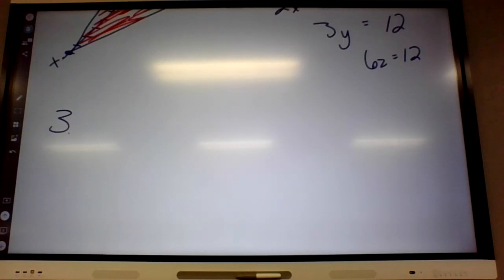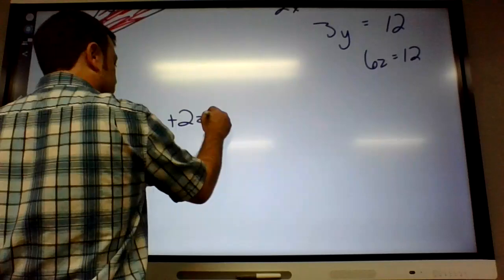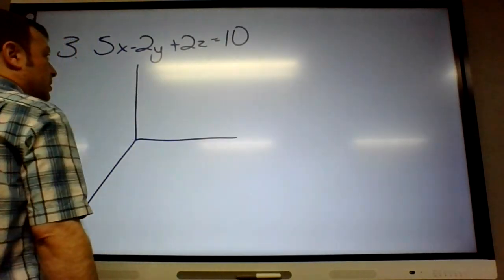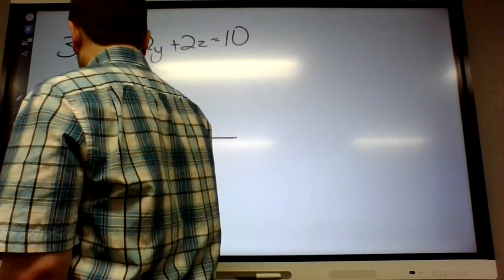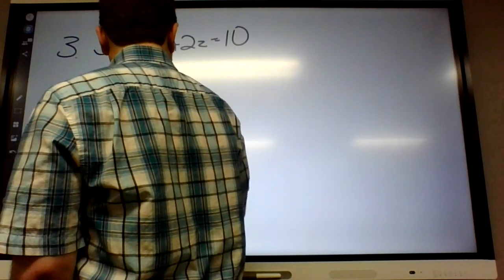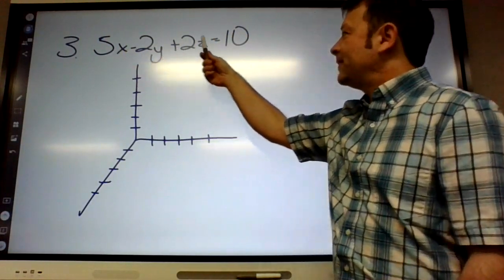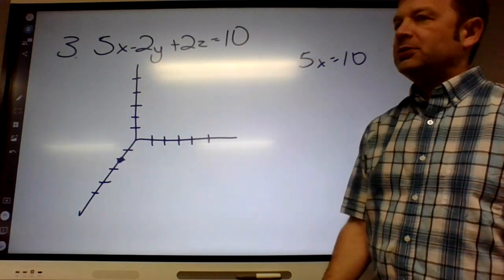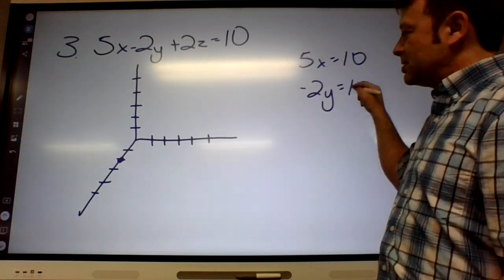Okay, 5x minus, this one has a minus, so this will have a negative. 5x minus 2y plus 2z is equal to 10. All right, so for my x values, I guess I'll put these in here real quick. Looks like I won't need to go past 5. Okay, so for my x values, 5x equals 10. So that means the x value is 2. For my y values, negative 2y equals 10. So y is negative 5.